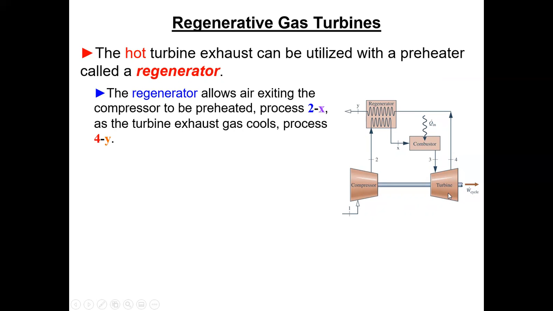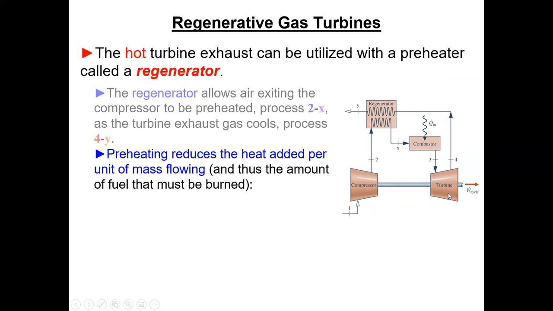Okay, regenerator. The process is 2 to X, and the exhaust gas goes from 4 to Y. They exchange heat and change temperature. Preheating reduces the amount of heat added per unit mass, that's the amount of fuel burned. With regeneration, Q dot in is h3 coming out of the combustor minus hX, because that's the inlet state now.